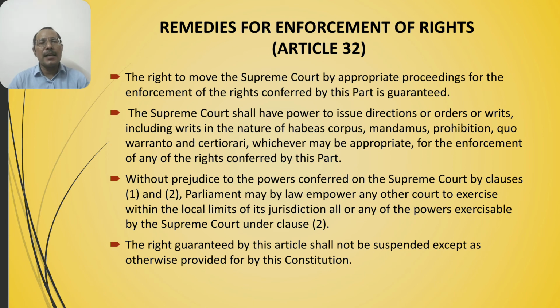The right guaranteed by this article shall not be suspended except as otherwise provided for by this Constitution. Now, it means that only because of certain constitutional provision, this article can be taken out. But later on, by the judgment of the Supreme Court, they decided and said that this article cannot be taken away by any parliamentary act. Not only that, this article gives the Supreme Court certain power, which we will talk about later on. That is, with the help of a writ or direction or order, the Supreme Court can direct any police authority or any individual to act on it.